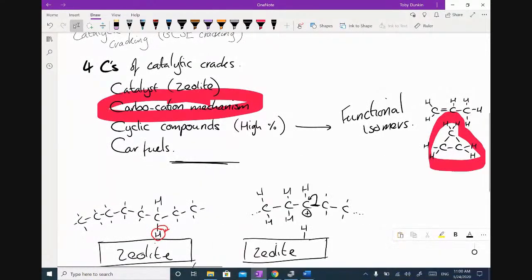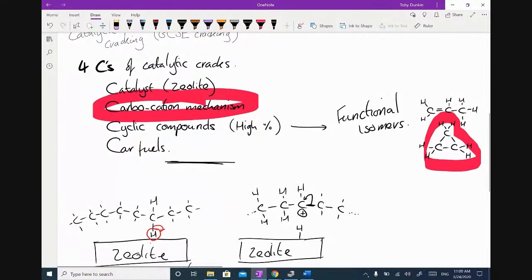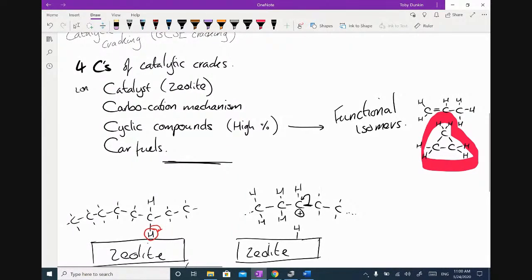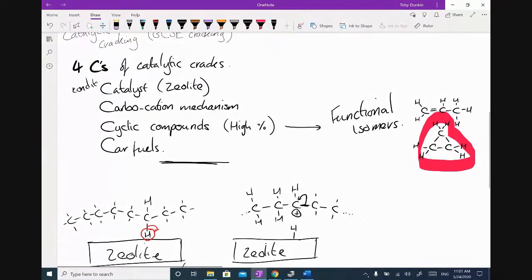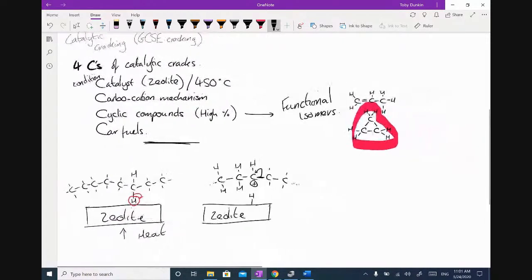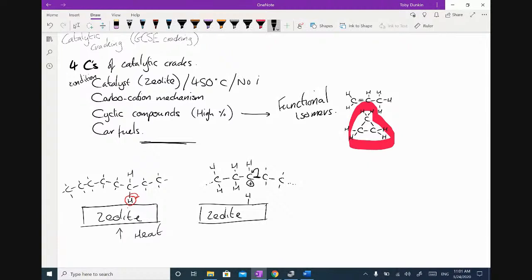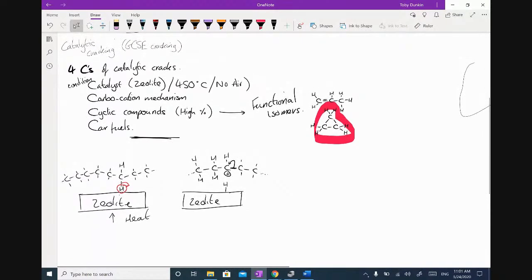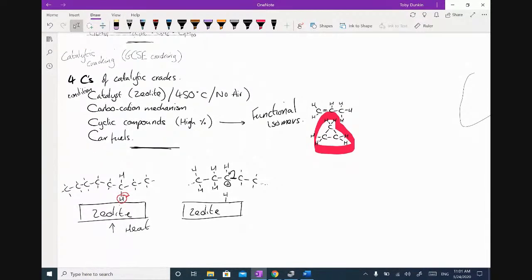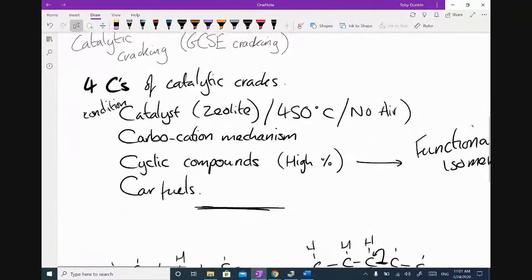What we now need to know is the conditions. And we can add the conditions on to the first one. So this one here is your conditions. I don't know why my laptop's doing what it's doing. So we've got catalyst, which is zeolite, and we've got a temperature of 450 degrees Celsius. At that temperature, no air as well. If there's any air, it's just going to combust. Zeolite catalyst, 450 degrees Celsius, no air. Those are our conditions. Carbocation mechanism, cyclic compounds in a high percentage instead of alkenes, and these go into car fuels. This is a really handy set of the 4 C's of catalytic cracking.